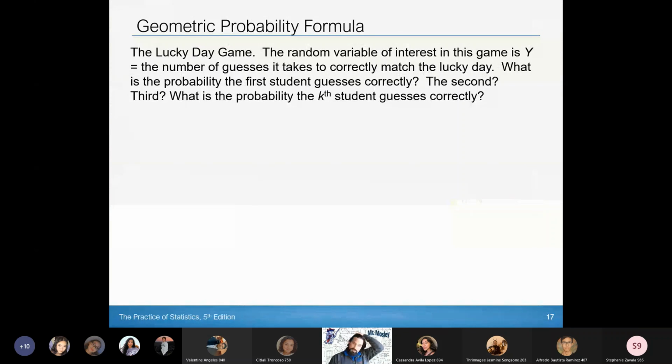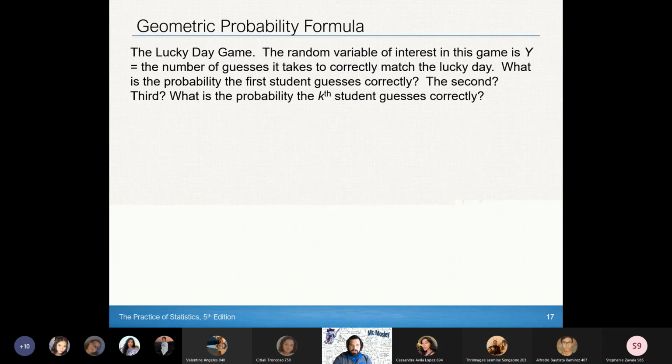So here's our example for geometric probability. We're going to consider the lucky day game. The context of this game is that a teacher normally gives his class 10 homework problems. As an alternative, he gives them the opportunity to play the lucky day game. A student will be selected at random from the class and asked to pick a day of the week, Monday through Sunday, so there are 7 choices. Then the teacher will use technology to randomly choose a day of the week as the lucky day. If the student picks the correct day, the class will have only 1 homework problem.